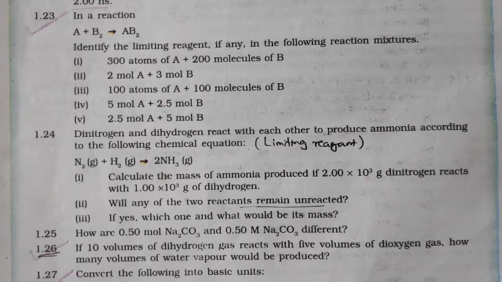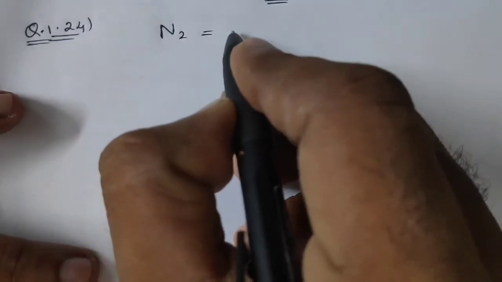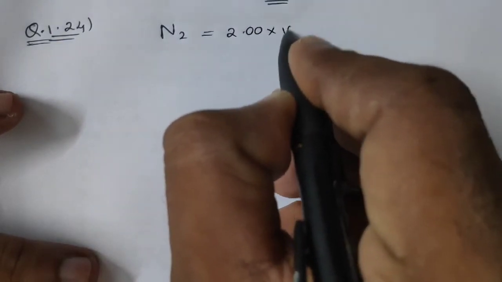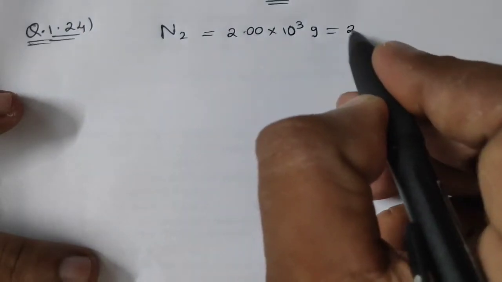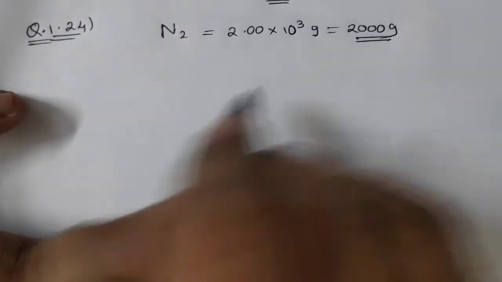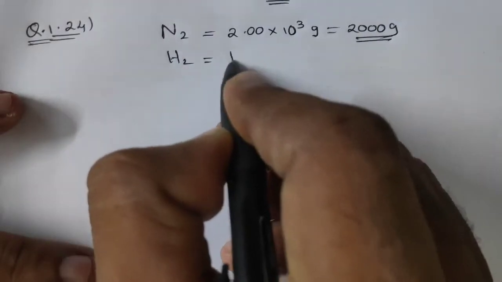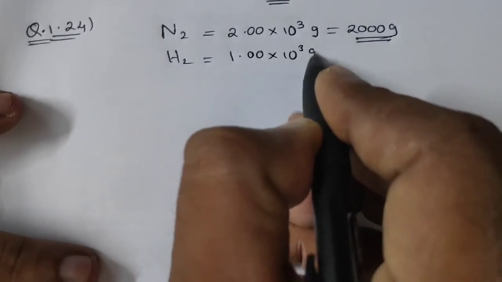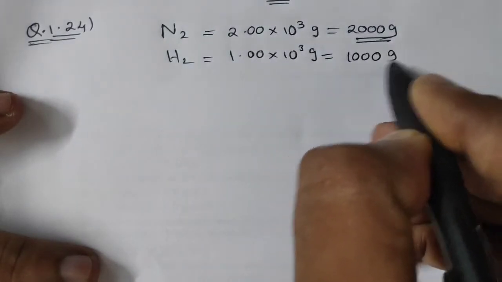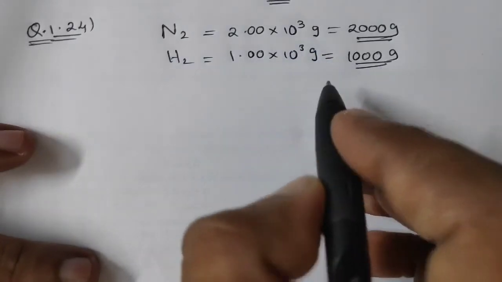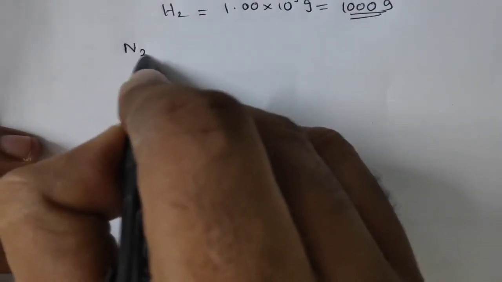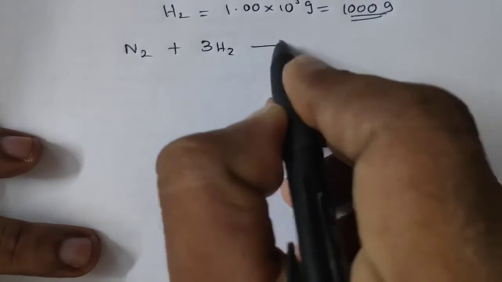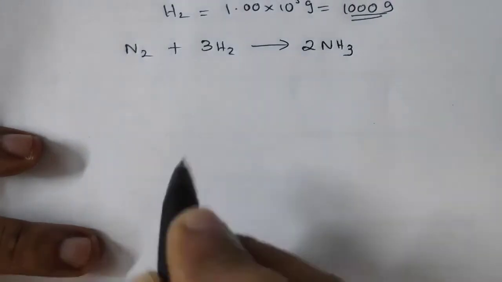Now in your question, N2 is given as 2.00 into 10 raised to 3 grams. 10 raised to 3 means 1000, so 2 into 1000 means we can write it as 2000 grams. In the same way, hydrogen is given as 1.00 into 10 raised to 3 grams, which is equal to 1000 grams. Understood? So these two quantities are given for the reaction N2 plus 3H2 gives 2NH3, right?